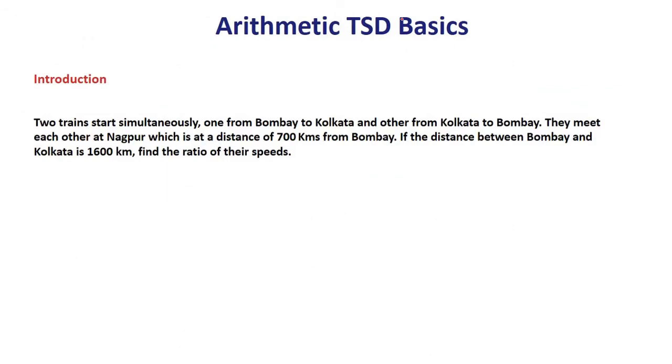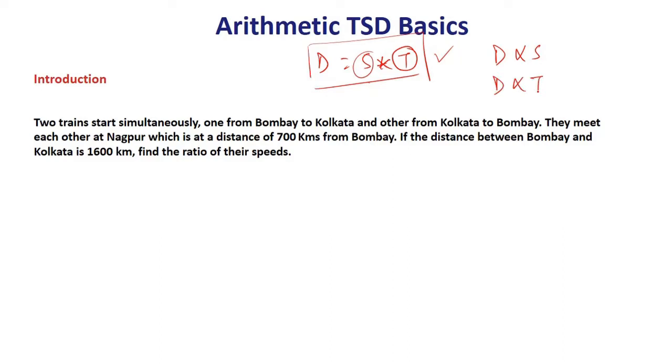First off, the basics. The absolute basics are distance is equal to speed into time, and this is something I'm pretty sure that you are hearing for the first time, right? So distance is equal to speed into time. Now, if you think about it, if let's say time is a constant, then distance is proportional to speed. When speed is a constant, then distance is proportional to time. And when distance is a constant, then speed is inversely proportional to time, right?